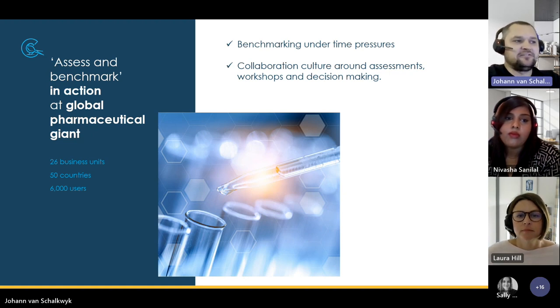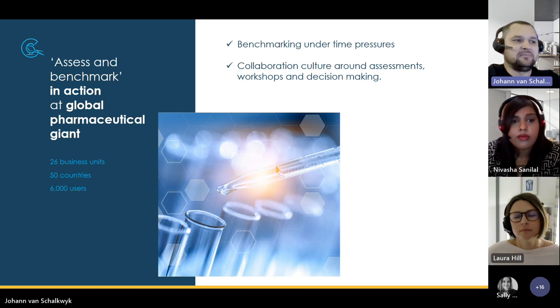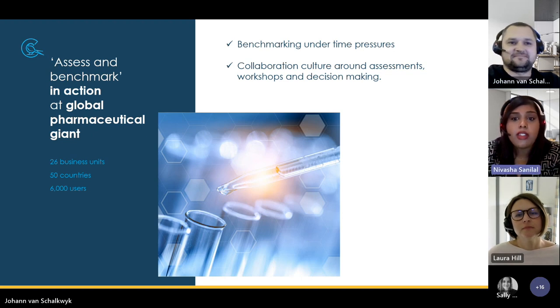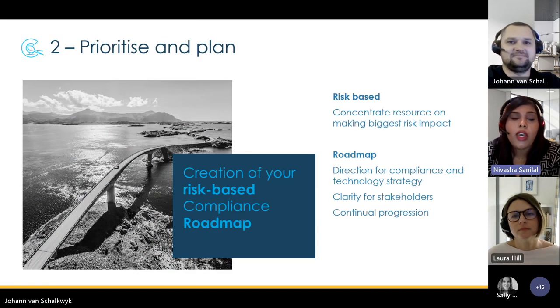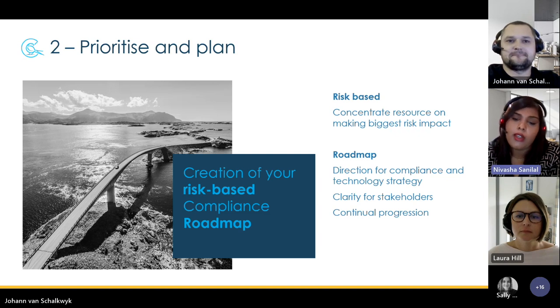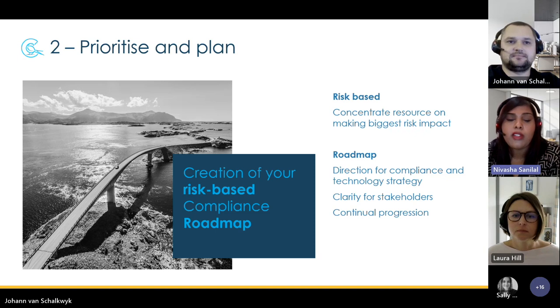So now that we've shared how Purview can be used to assess, benchmark and gain more visibility on your data estate and under certain situations address risk and exposure, what's next in our program and process for compliance maturity? Our step two focuses on prioritizing and planning. And this means determining what needs to be done in the short, medium, and long term by an organization. And best practice would be to adopt a risk-based approach.